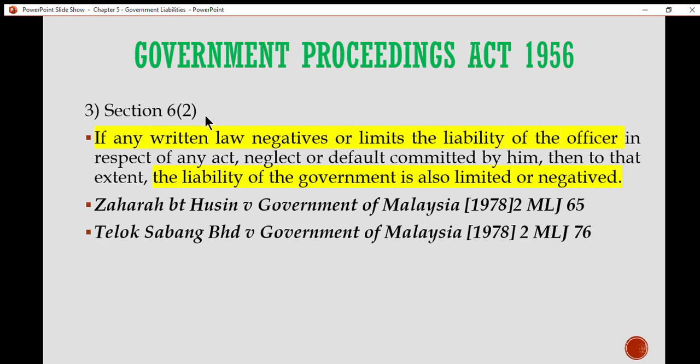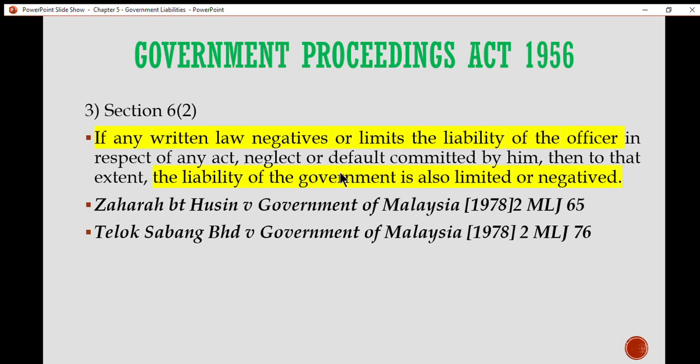The third requirement is Section 6, subsection 2. If any written law negates or limits the liability of the officer in respect of any act, neglect or default committed by him, then to that extent the liability of the government is also limited or negated. In other words, if the law protects the officer from liability in tort, then the protection must also extend to the liability of the government. Meaning, if the officer is not liable for tort, the government also will not be liable.